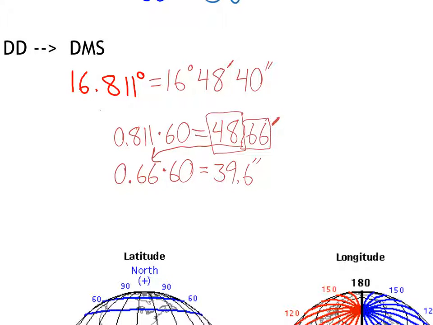Wait, don't those dashes mean the same as feet? Yeah, there's some repeated notation here. In this context, though, we're talking about minutes and seconds. Which one's feet and which one's inches? One is feet, and the other is inches.